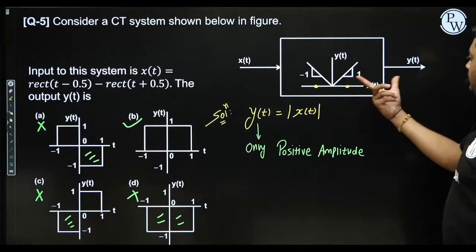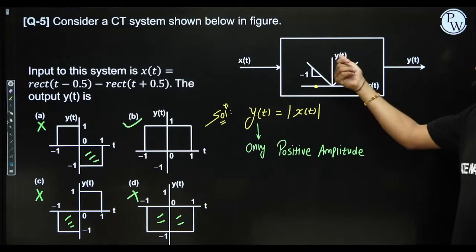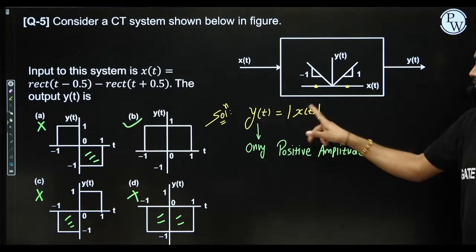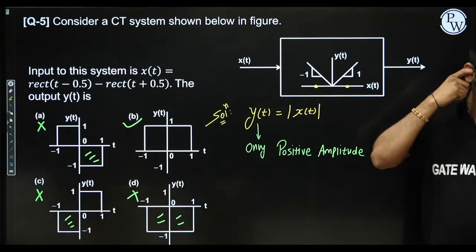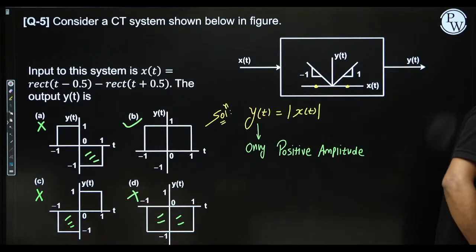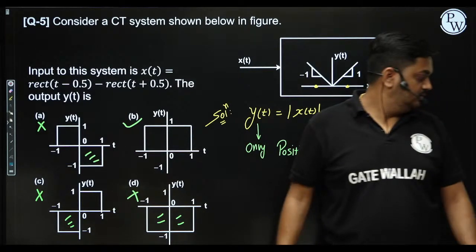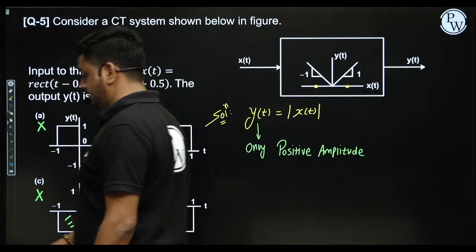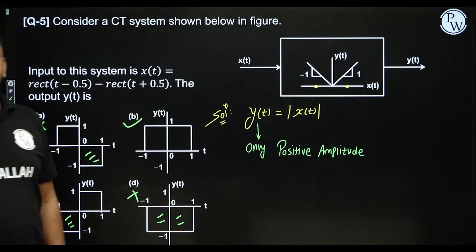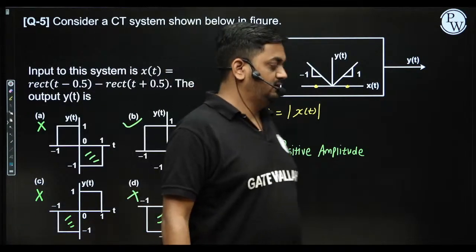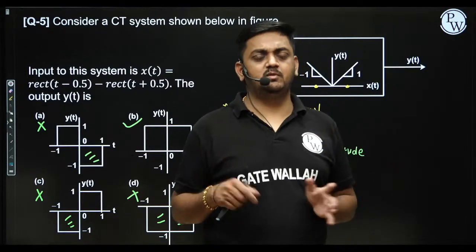This is h of t only, but the relationship between output and input is given: y of t equal to mod x of t, correct? Okay. Now don't worry, that's why you have to solve as many questions as possible, correct? Solve the maximum number of questions.